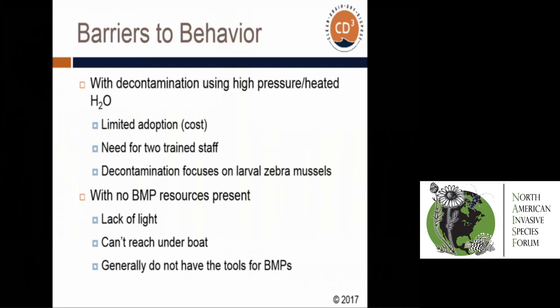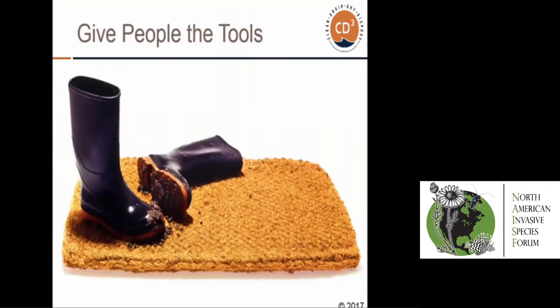As well, the efficacy for that type of decontamination really focuses on zebra mussel veligers. In the absence of high pressure, high heat decon, we have no best management practices resources right at the landing outside of what boaters might bring with them. So we have an issue where, in low light conditions, cleaning the boat and the trailer is difficult. There's difficulty in reaching under the boat, and people just generally do not have the tools to execute BMPs. So what we are looking to do in this project is really give people the tools to execute those behaviors.